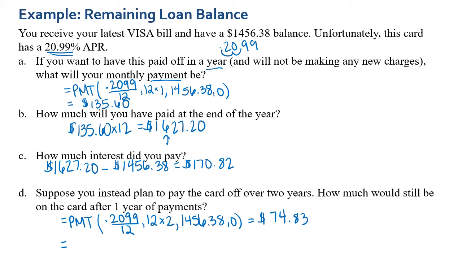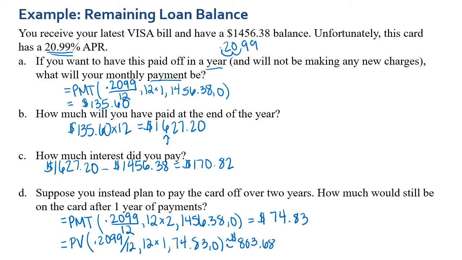To figure out how much is still on the card after 1 year of payments, we'll use that PV formula. And so we have 0.2099 divided by 12. Then 12 times, in this case, we're looking after 1 year of payments, and I'm looking at a total of 2 years. So that means there's 1 year left. We'll put in our payment amount of $74.83.